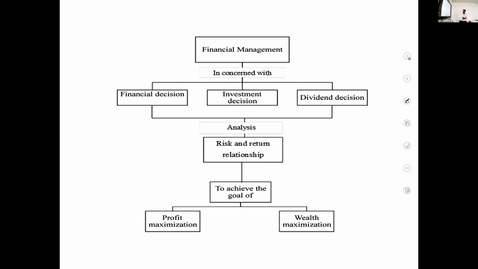This is a kind of chart. It will be helpful for you to memorize the things, I think. Financial management is concerned with three decisions. And you need to analyze, at the time of analyzing, what? The risk and the return of those investments. What is our overall goal to achieve? The overall goal is profit maximization and wealth maximization. Right?